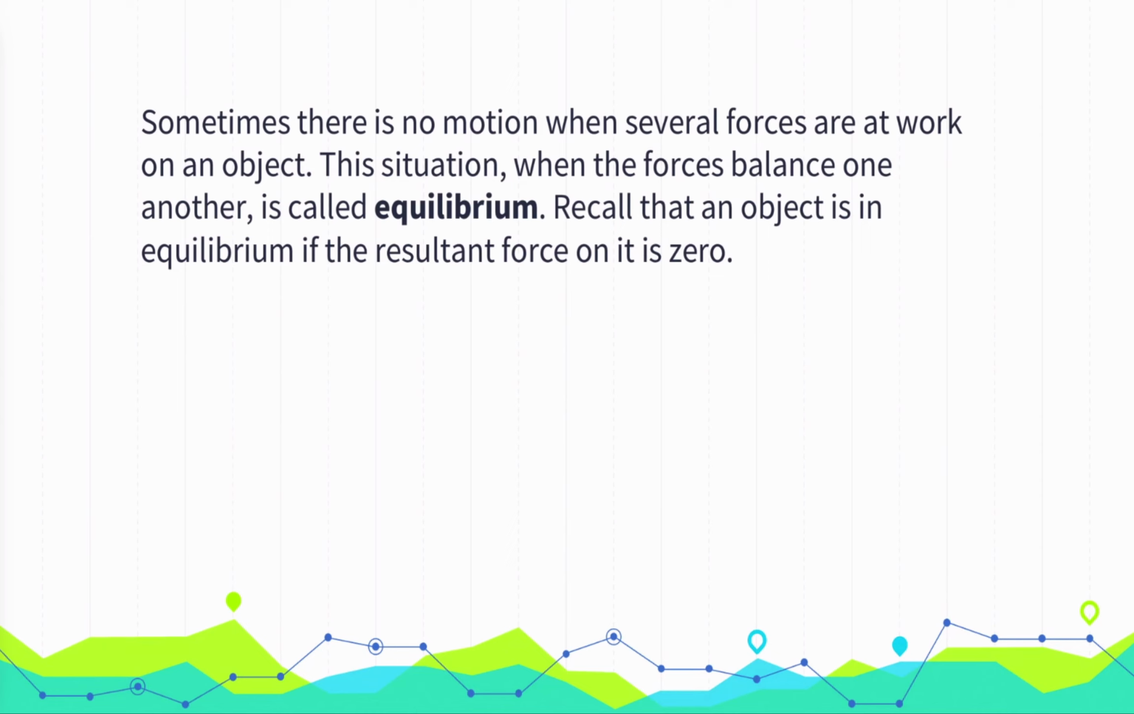Sometimes there's no motion when several forces are at work on an object. The situation where the forces balance one another out is called equilibrium. So an object is in equilibrium if the resultant force on it is 0, if the forces in all the directions cancel out.